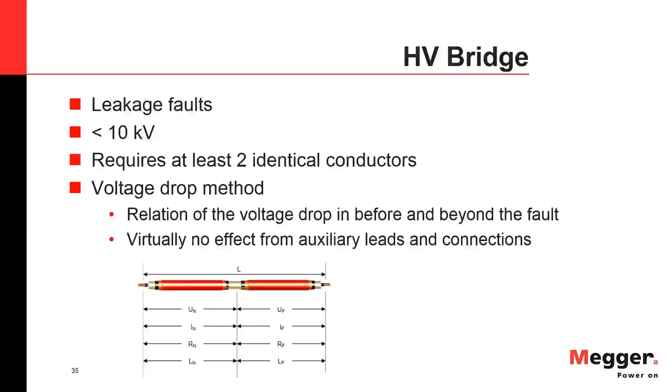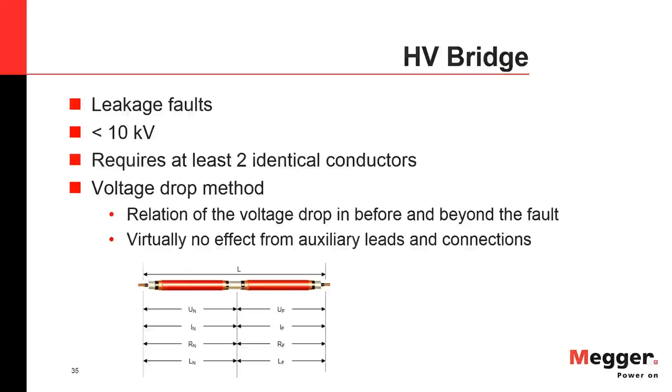What a typical modern high voltage bridge applies is the so-called voltage drop method. You're exploiting the fact that you can make a comparison by measuring the relationship between voltage and current, and then effectively the resistance before the fault and after the fault. And your bridge is adjusting one leg of the bridge, and there you can get the distance to the fault.